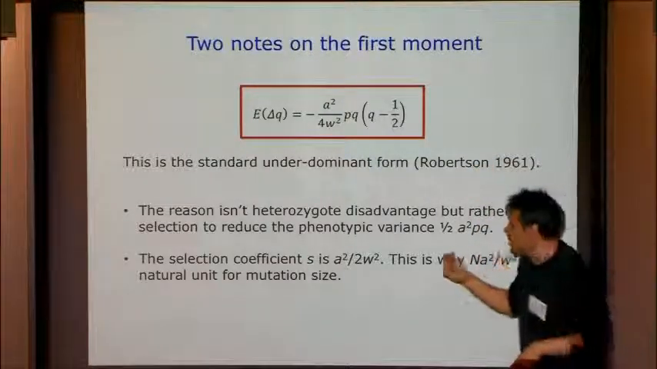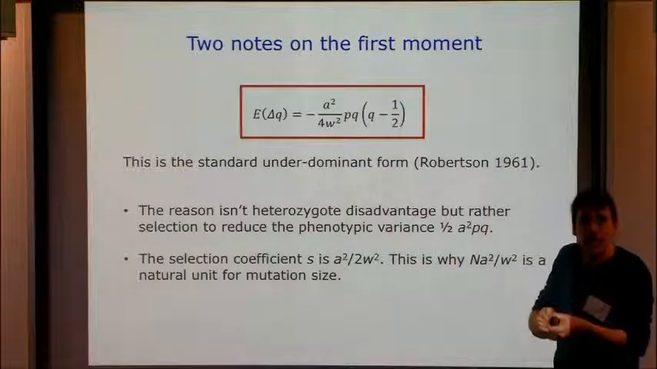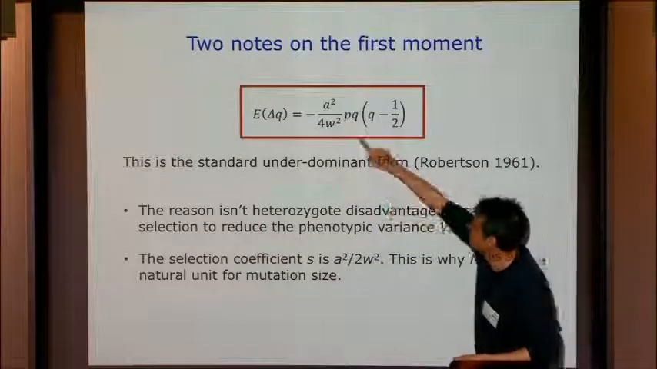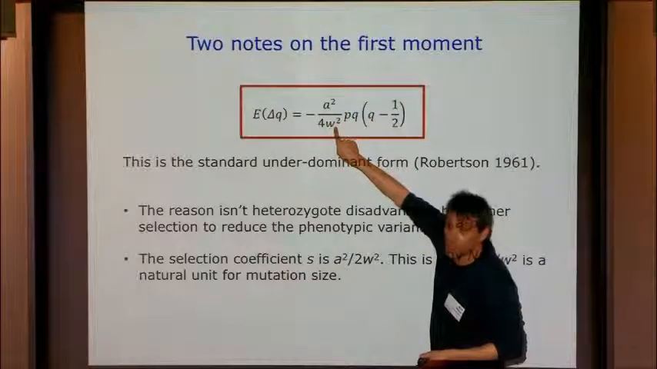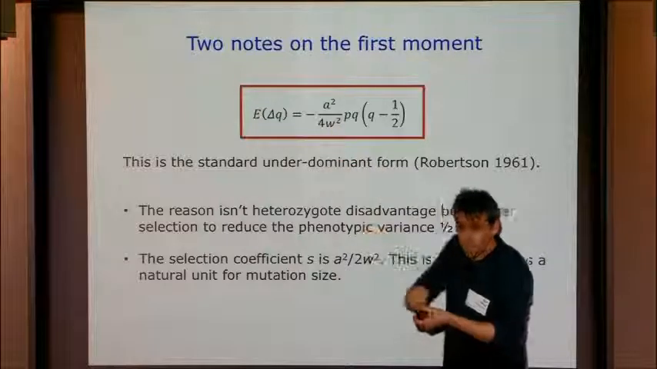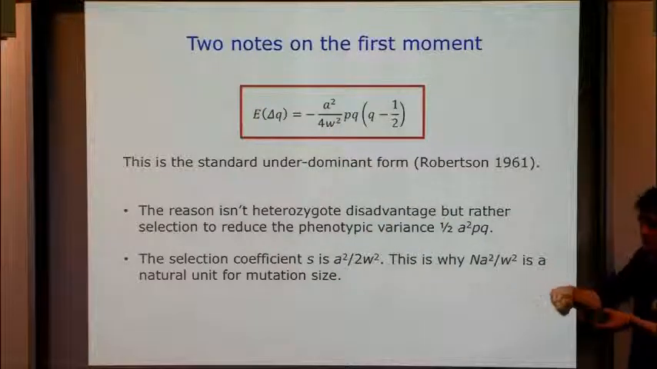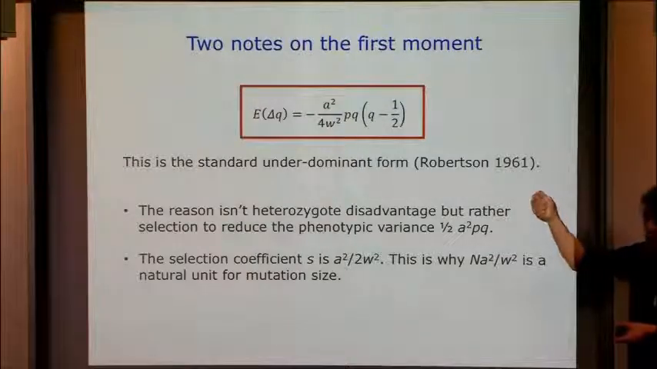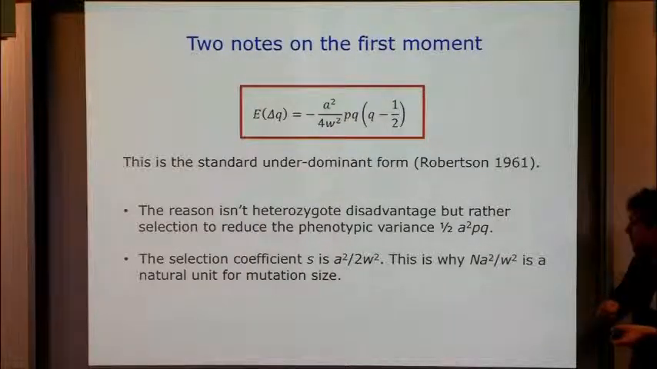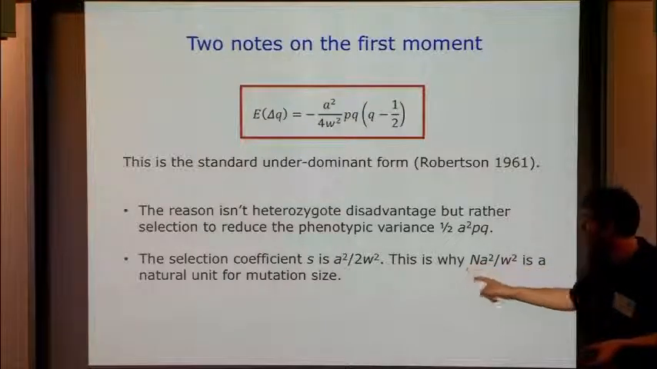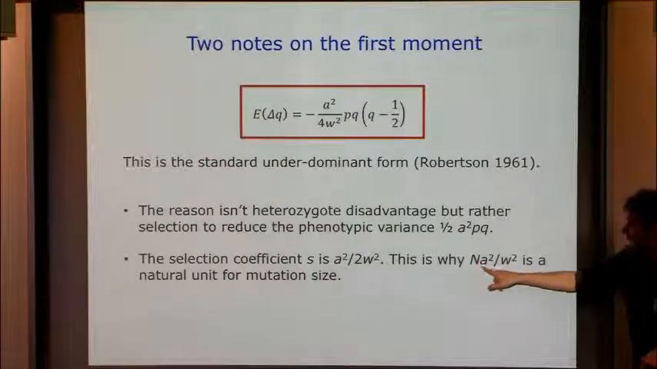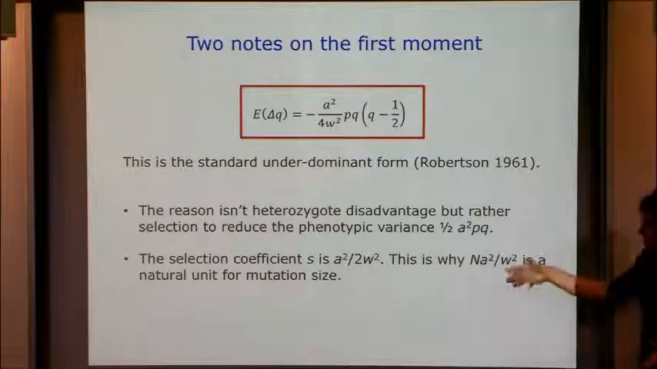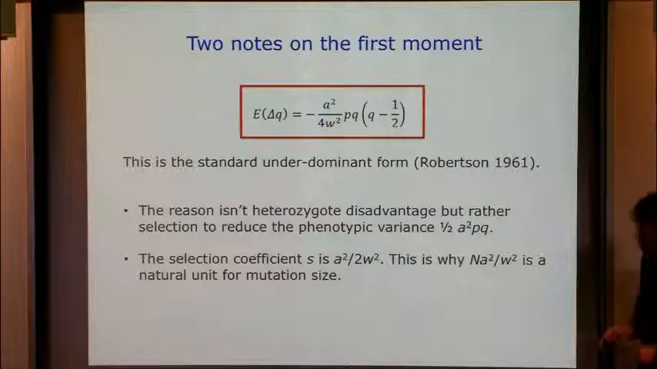Another thing that's interesting here is that it actually relates selection with the size of the mutation, because you see the role of the selection coefficient is just played by this a squared divided by 2w squared. So this is the selection coefficient here. So the size of the mutation in the n-dimensional space is directly related to a selection coefficient, and specifically, it tells us we could use natural units of 2n times this, which is just the scaled selection coefficient. So we have kind of intuitive units for what goes on here.